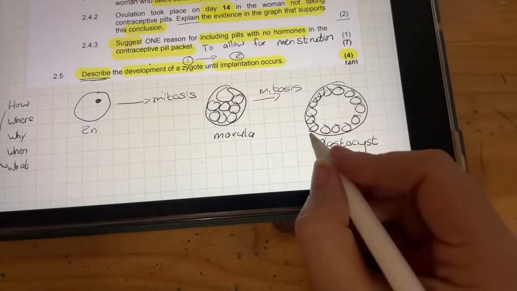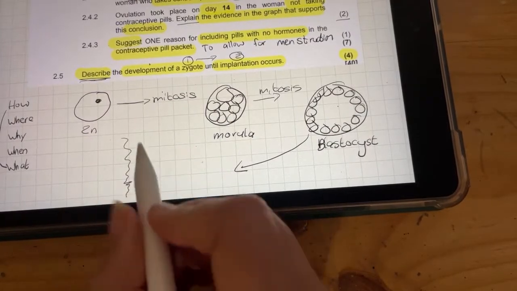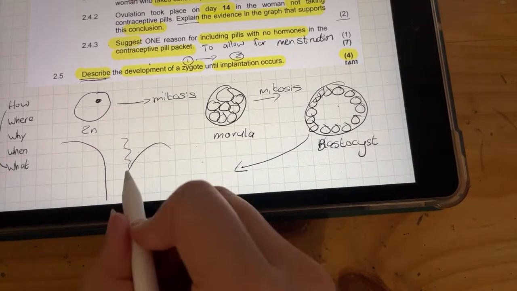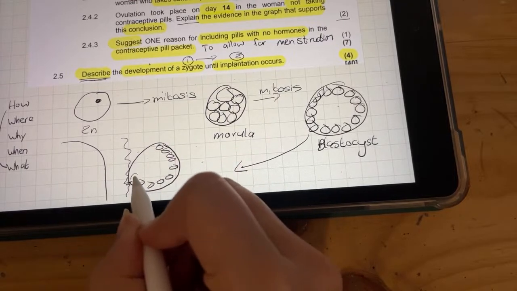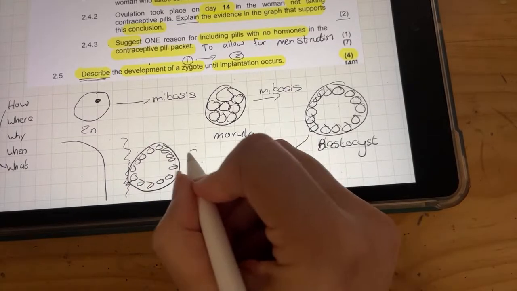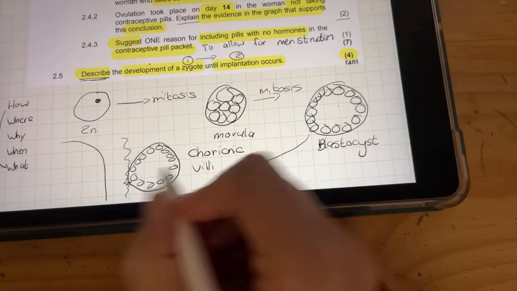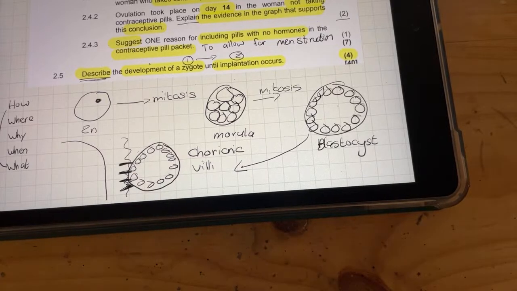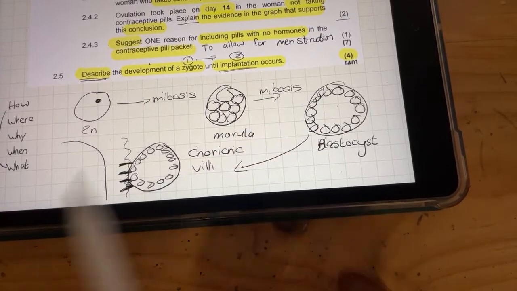We're not done yet. The blastocyst, and now we're just going to draw a little wall here. This is the endometrium wall, and then this is the smooth muscle underneath it. The blastocyst, there's our blastocyst, grows what we call chorionic villi, which are like these little extensions, like that, into the wall of the uterus, into the endometrium of the uterus, and implantation has occurred. And now we are at implantation.